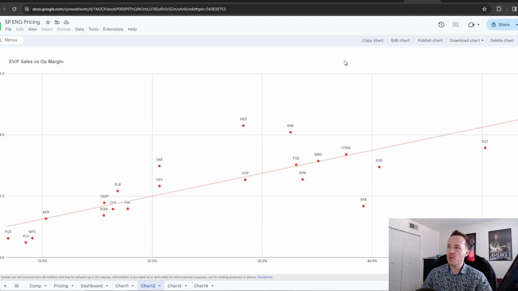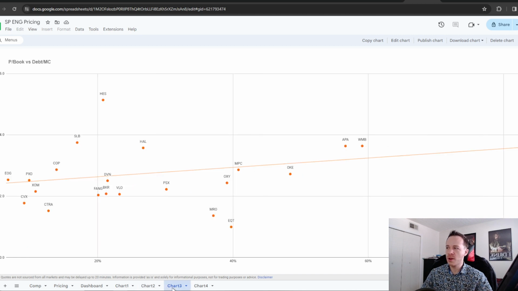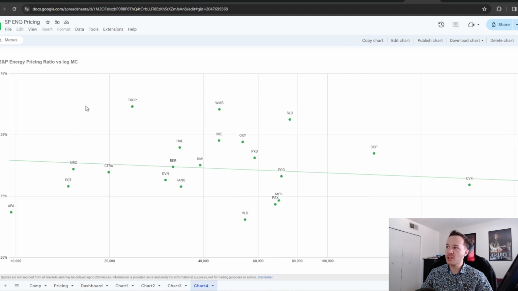Then we have EV to forward sales versus operating margins for this one, as well as a price to book versus debt to market cap. But likewise, here's the end result with this one. And this is the other example I was thinking of when I said that there doesn't seem to necessarily be a direct relationship between the market cap and the end pricing ratio. There may be lots of arguments you can make for why that's the case. Like I said, the energy sector is a bit more like the base material sector in a lot of ways, but there's also a lot of interesting dynamics in which they operate.